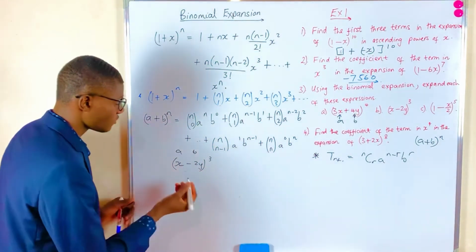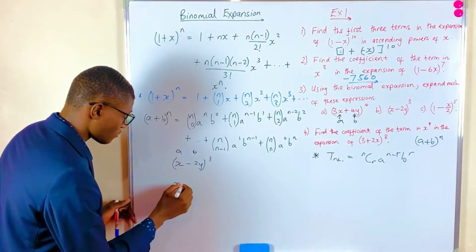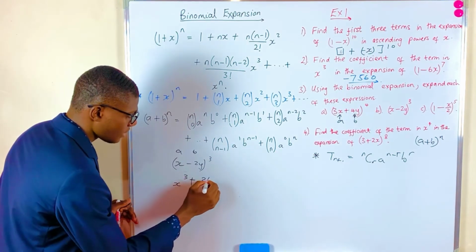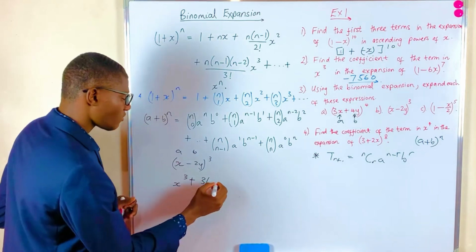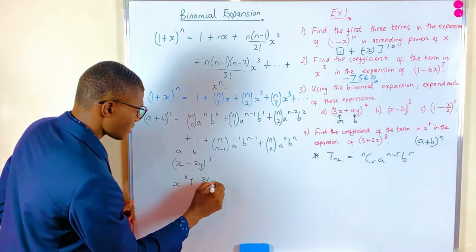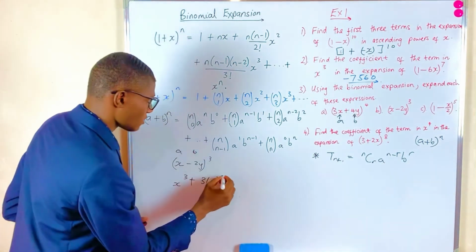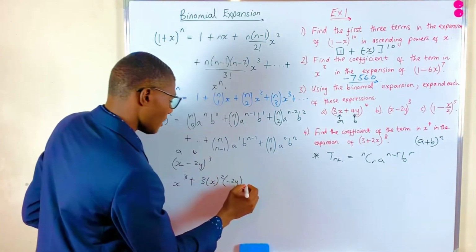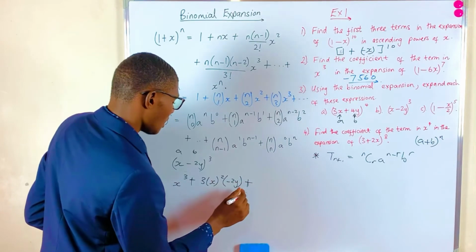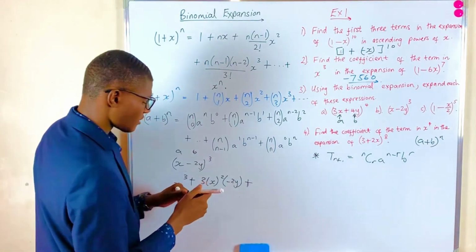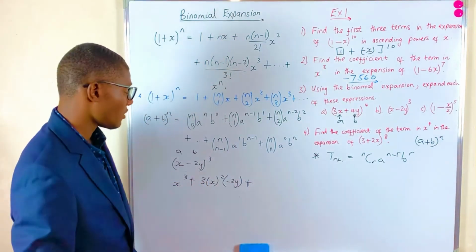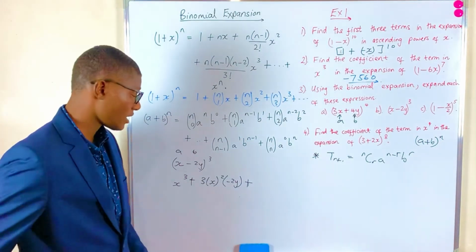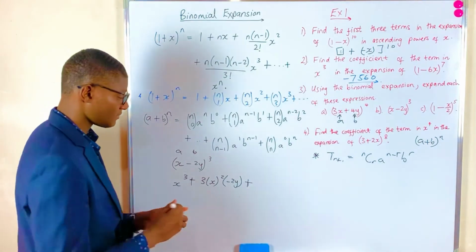So we're saying a to the power of n, which is x to the power of 3 plus n choose 1. 3 choose 1, we get a 3. Multiplied by a to the power of n minus 1. That's x to the power of 3 minus 1, gives us a 2. Times b to the power of 1. And then plus n choose 2, we're saying 3 choose 2. Now how many ways can you choose 2 from 3? I think there's a 3. Yeah. So we can do that in 3 ways.